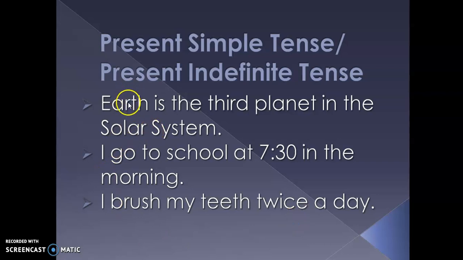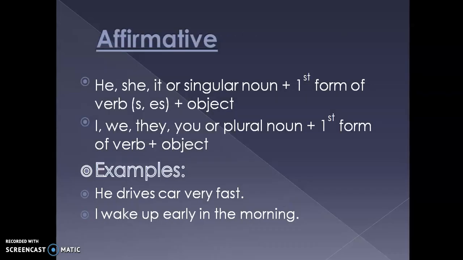Number 1. Earth is the third planet in the solar system. Now it's a fact. It will always remain the third planet. You cannot change it. Number 2. I go to school at 7:30 in the morning. It's your routine. You go at 7:30 in the morning. Number 3. I brush my teeth twice a day. Now twice a day or once a day, it's your habit.